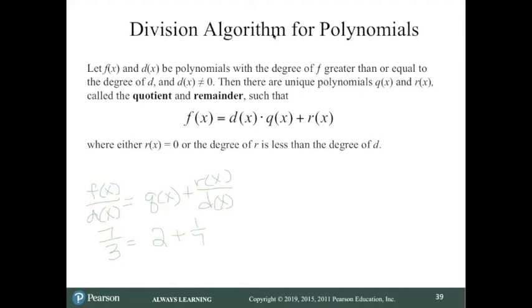So essentially, we're looking at this division algorithm from a new light. And specifically, we're looking at it for how does this apply to polynomials? Another way of writing this same statement, if you think about taking this and multiplying everything by d of x, we can also say that f of x equals the quotient times the denominator plus the remainder. In our example, what that would be looking at is 7 equals 2 times 3 plus 1.